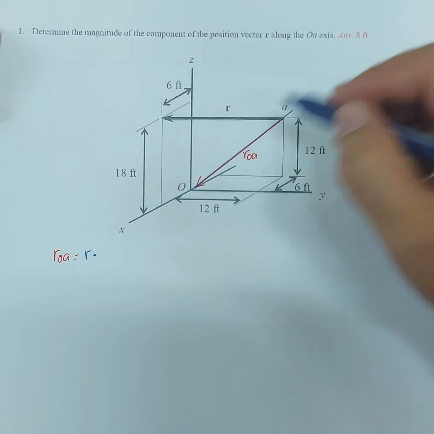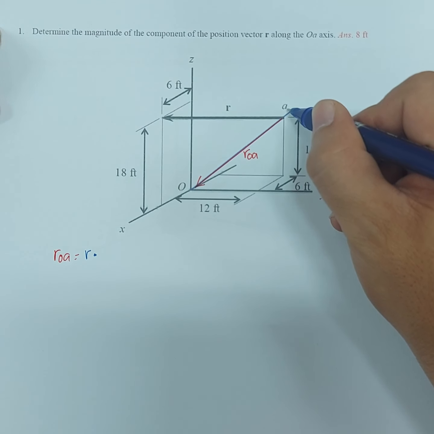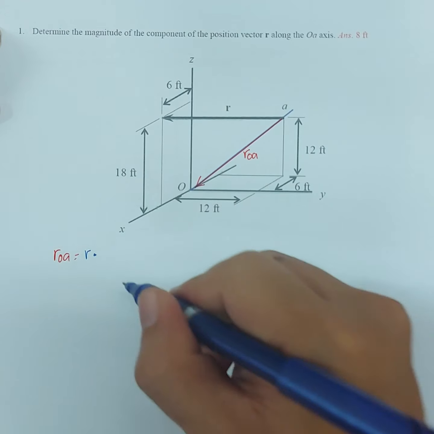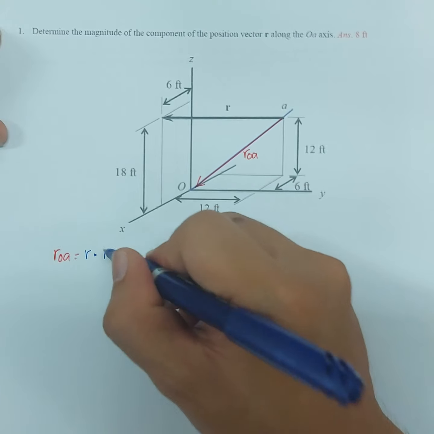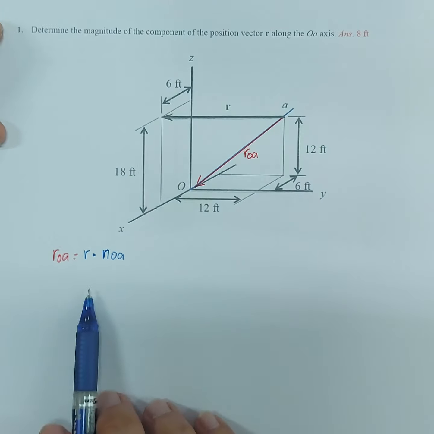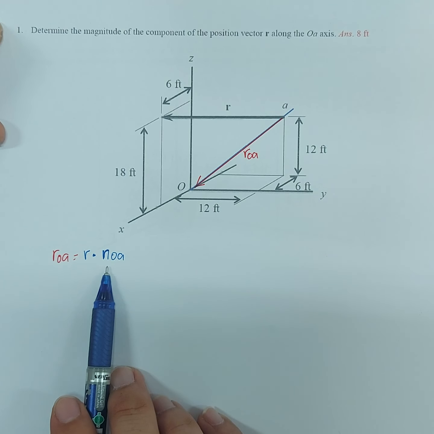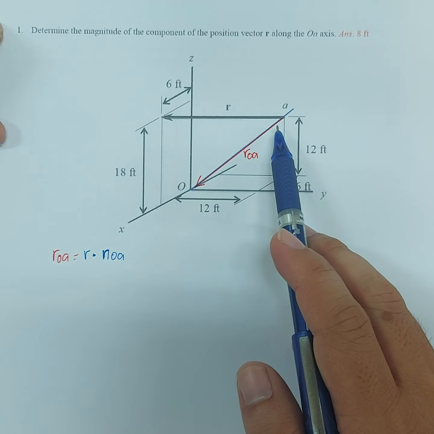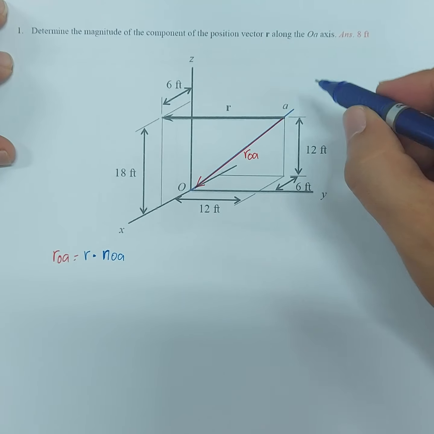Okay? So the dot product with the unit vector along OA. Let's say the unit vector notation is n, n_OA. So it is the dot product of our position vector R and the unit vector along this axis. So what we need to know first, of course, is the coordinates.